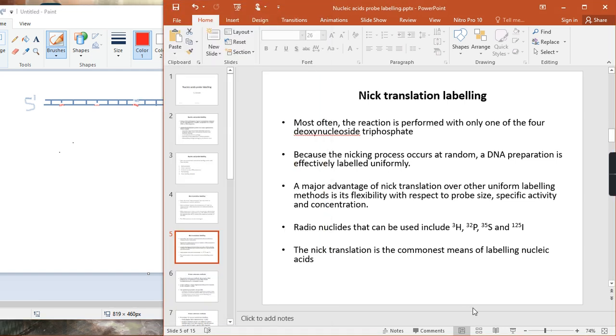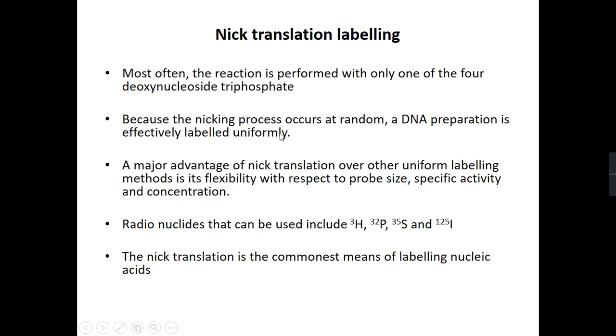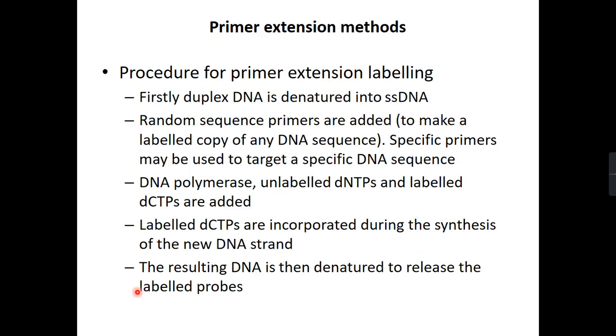So we label only C, our nucleotide C, and the rest you will not label. A, G, T, we will not label them, but we label only the C so that it will incorporate our C in the appropriate region. Because the nick process occurs at random, a DNA preparation is effectively labeled uniformly. A major advantage of nick translation over other uniform labeling methods is flexibility with respect to probe size, specific activity and concentration of labeled probe.